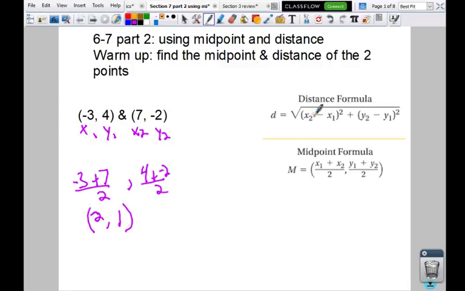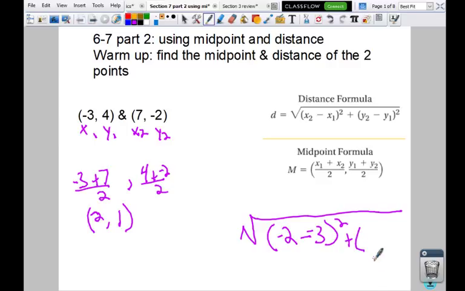Distance, same thing, except we're plugging it into this formula. So we got a real big square root. And then x2 minus x1, negative 2 minus negative 3, squared plus y2 minus y1. Oh, no, x2 is 7.